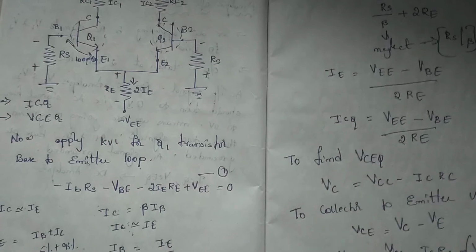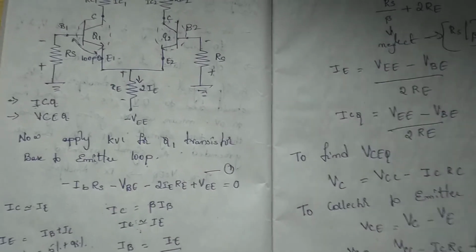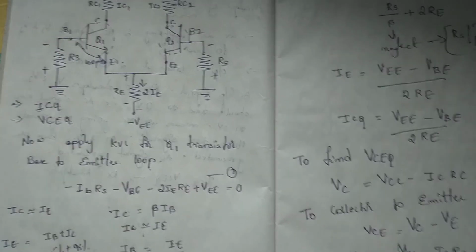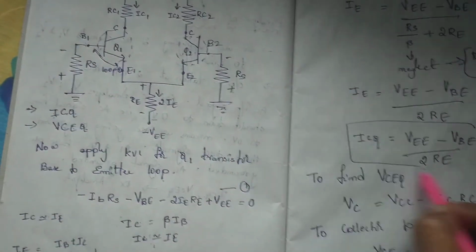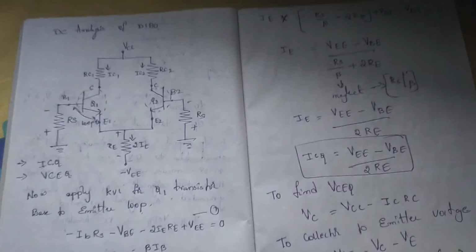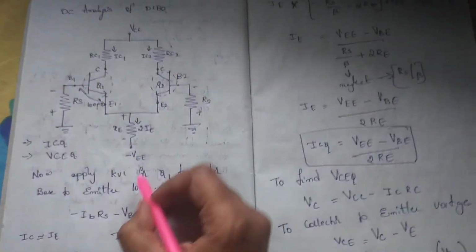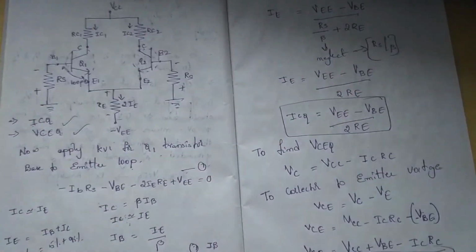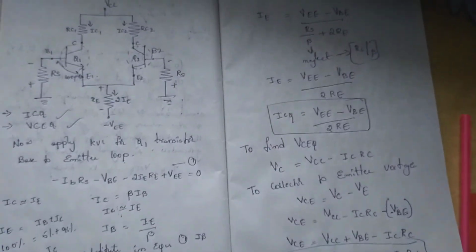This is about VCEQ: VCC plus VBE minus ICRC. This is the operating point of VCEQ, and this is the operating point of ICQ. So this is the dual input balanced output DC analysis. In DC analysis we have two operating points, ICQ and VCEQ, and we found the ICQ value and the VCEQ value. Thank you.